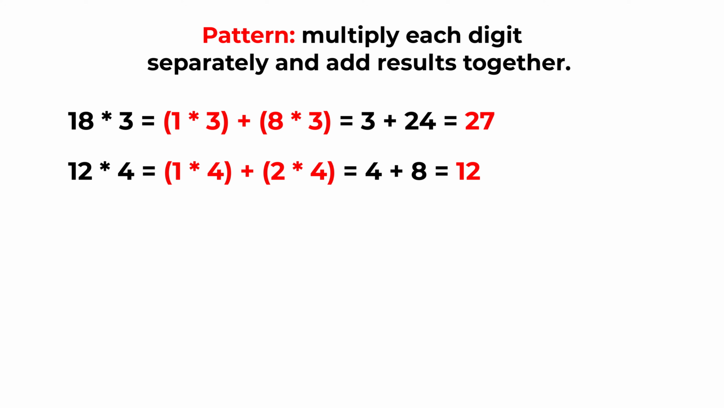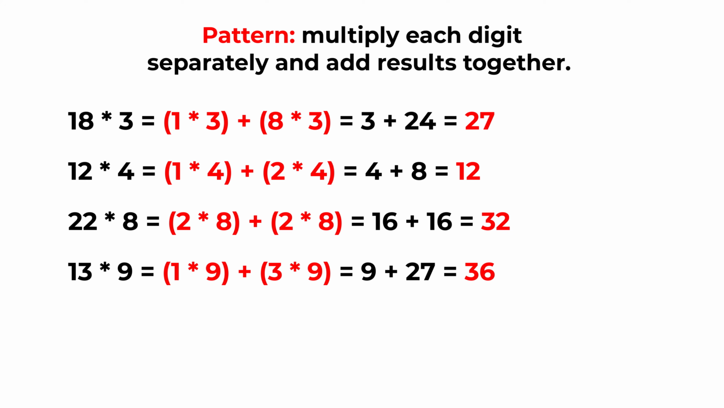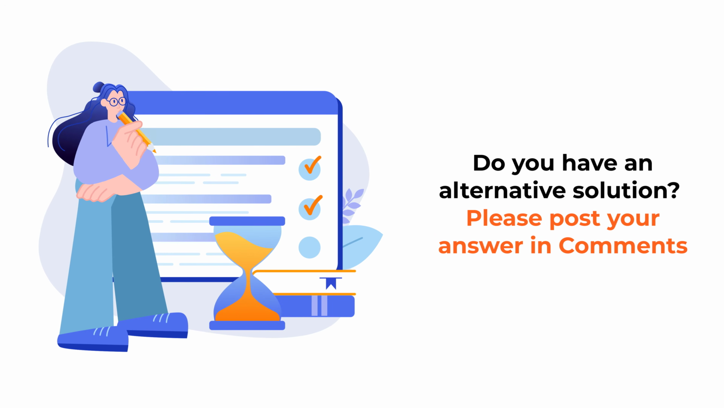And in a very similar way, 22 multiplied by 8 would be a result of 2 multiplied by 8 in parentheses plus 2 multiplied by 8 in parentheses, which would be 16 plus 16, which would be equal to 32. So to calculate the answer of 13 multiplied by 9, we would need to multiply 1 by 9 in parentheses and add 3 by 9 in parentheses, which would be the sum of 9 and 27, and the end result would be equal to 36. So the correct answer here is choice B, 36. Hopefully you've nailed this question and now know how to answer similar problems on the test.